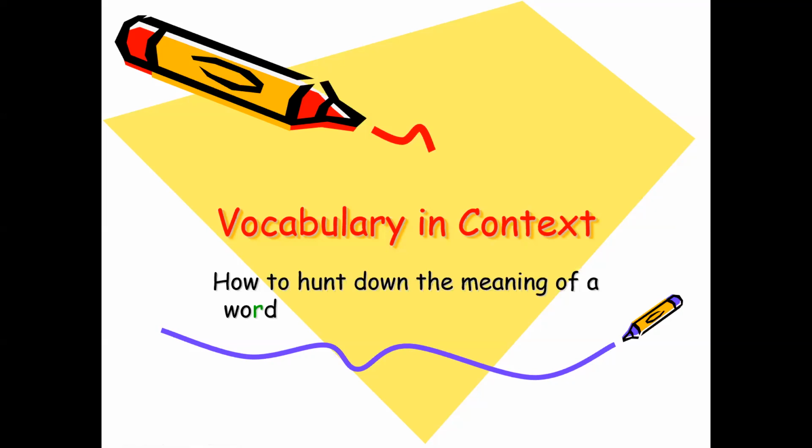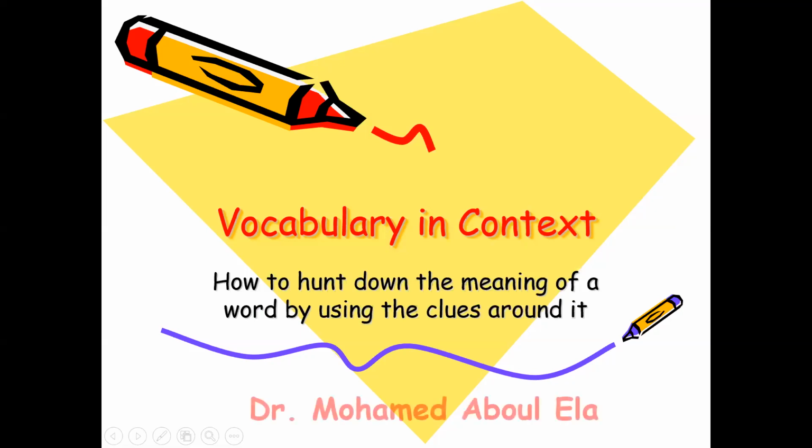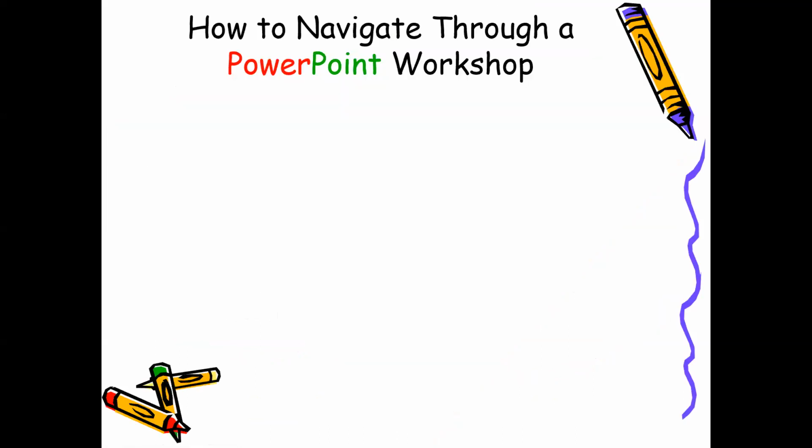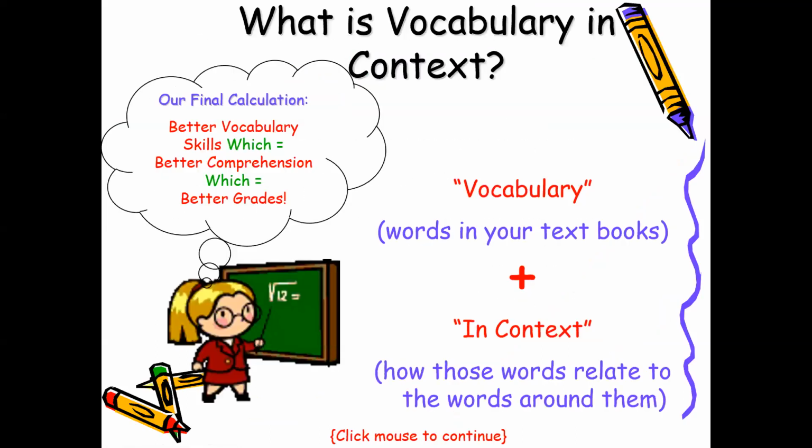Awesome. So vocabulary in context is about understanding the words and hunting them down. Again, this could happen by using the clues around the words. So what do I mean by this? Vocabulary in context means vocabulary like the words you see in the textbooks, in the passages, and how those words relate to other words around them. How can we hunt the meaning from this?